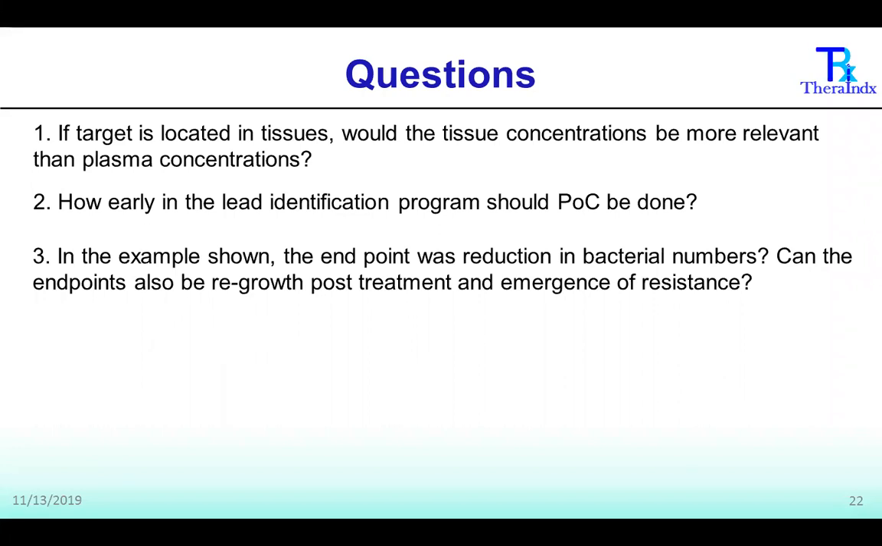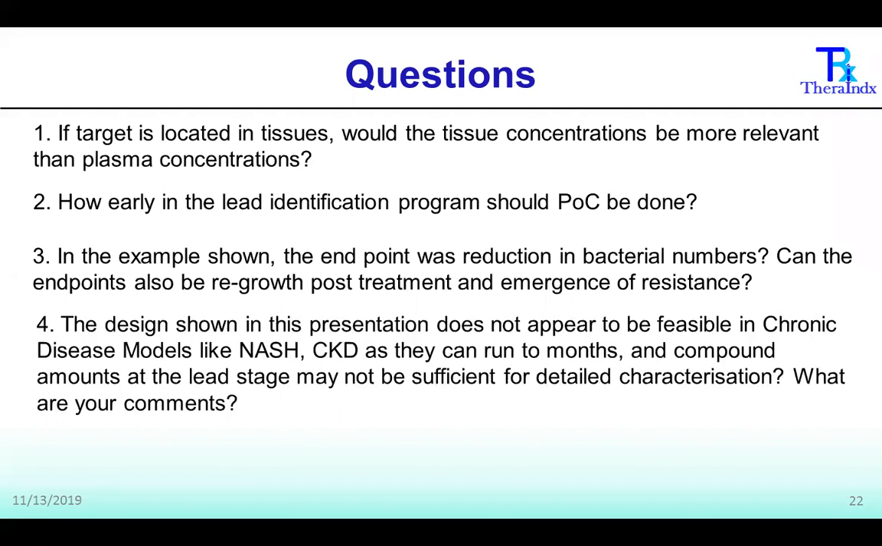The third question was, in the example shown, the endpoint was reduction in bacterial numbers. Can the endpoints also be regrowth, post-treatment, and emergence of resistance? The answer is yes. I only showed the reduction in bacterial numbers to illustrate the concept of proof of concept here. It could be regrowth as well as emergence of resistance, which are equally important pharmacodynamic parameters in an anti-infective program.